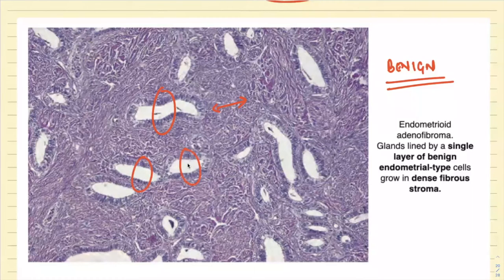These look like proliferative normal glands. There is no back-to-back arrangement. The cells look very benign and they look like endometrial types of cells. So the presence of endometrial types of benign glands lined by benign endometrial cells in a background of dense fibrous stroma is called an adenofibroma.